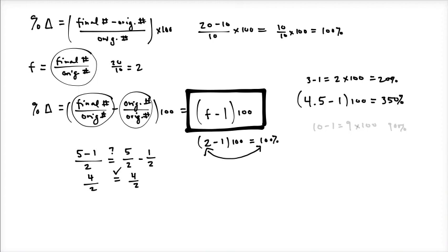If someone says it increased tenfold, you would say 10 minus 1 is 9, and then multiply by 100, or move the decimal place, and you'd get 900%. So just subtract 1 and add 2 zeros.